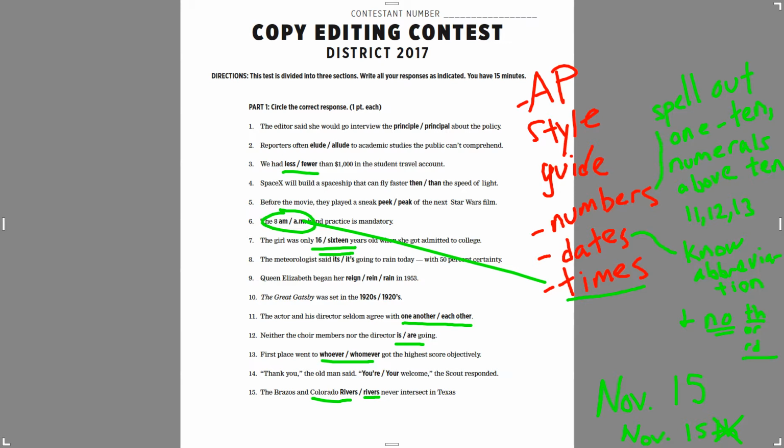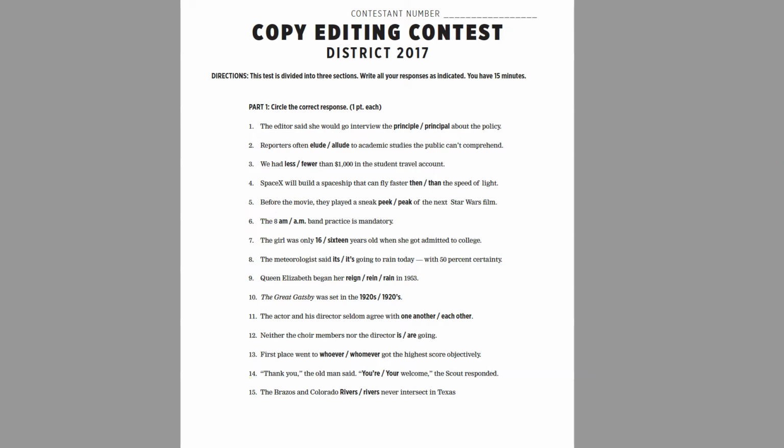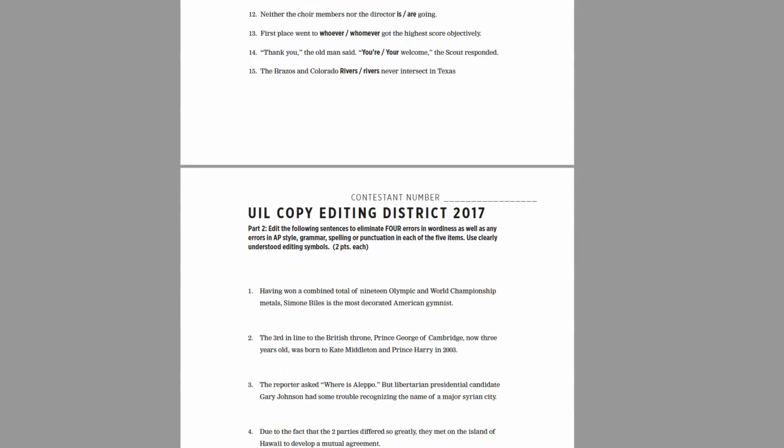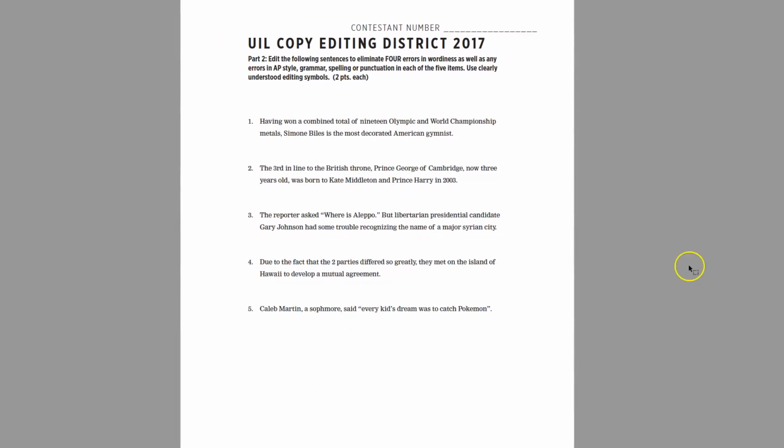So really, those commonly confused words and the AP style guide, particularly numbers, dates, and times, if you'll review those things, you'll be in good shape. It said there are 3 sections to this test, so let's go down and look at the next section. In the next section, you're asked to edit the following sentences to eliminate 4 errors in wordiness, as well as any errors in AP style, grammar, spelling, or punctuation in each of the 5 items.